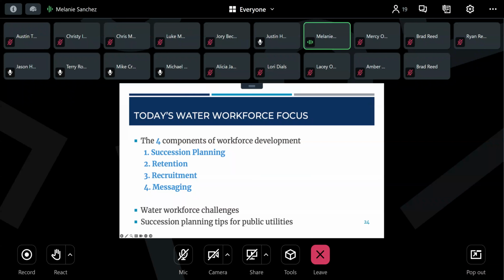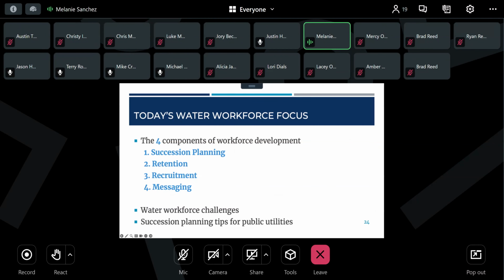Succession planning is a very important component, and we'll talk about this a little bit later, but making sure that you have a plan for when your people retire. It's incredibly important in maintaining your system. Retention is pretty crucial. It costs a lot of money to train employees, so we want to keep those employees around that we have for as long as possible.